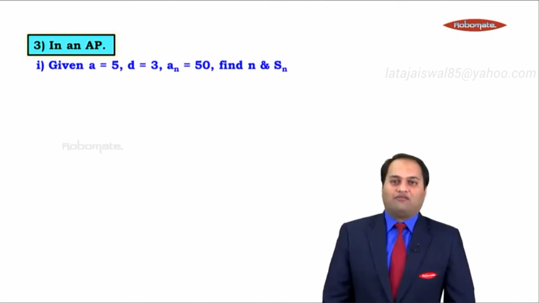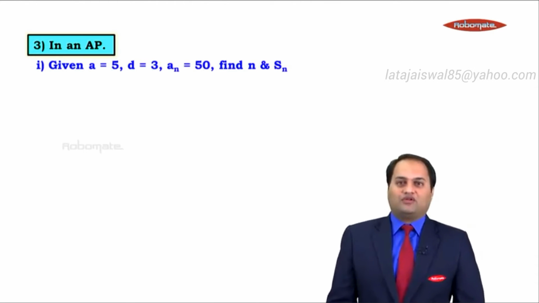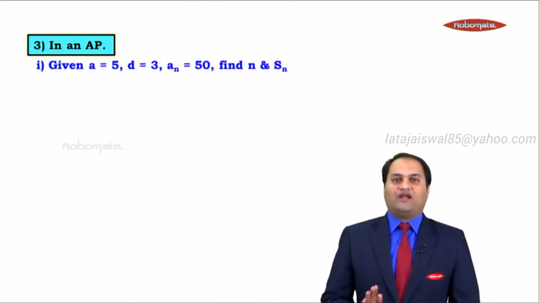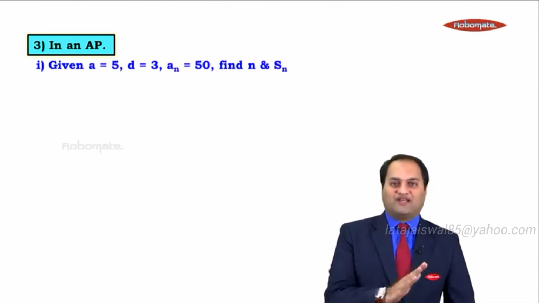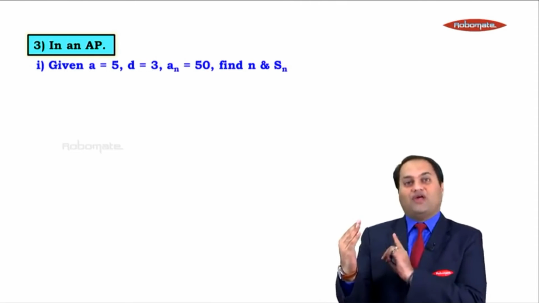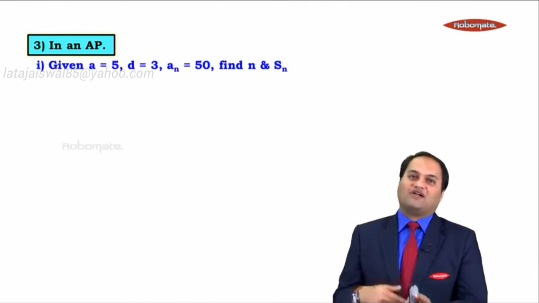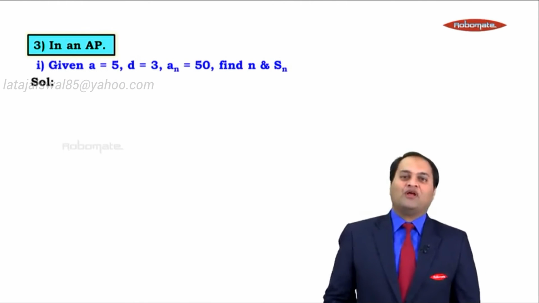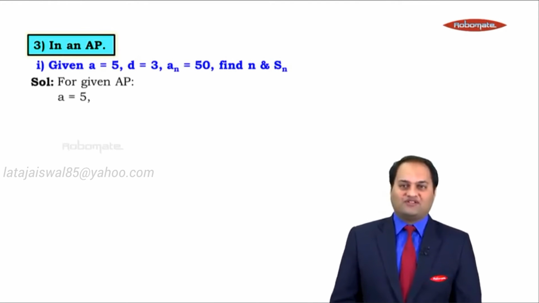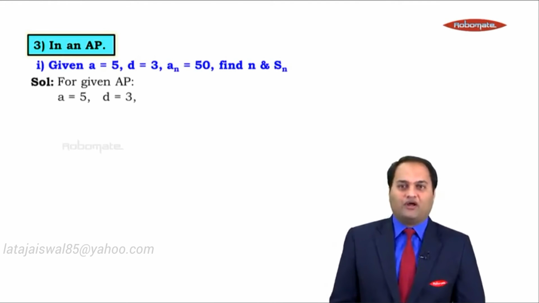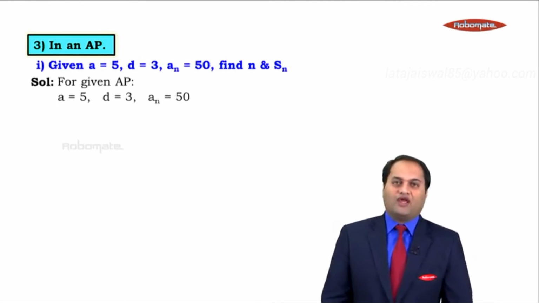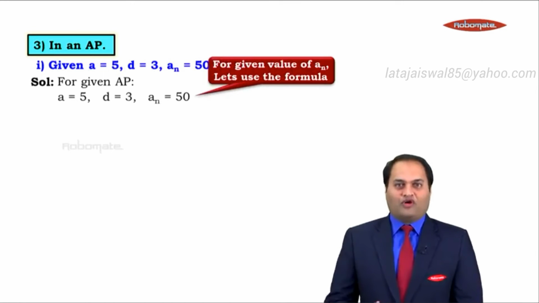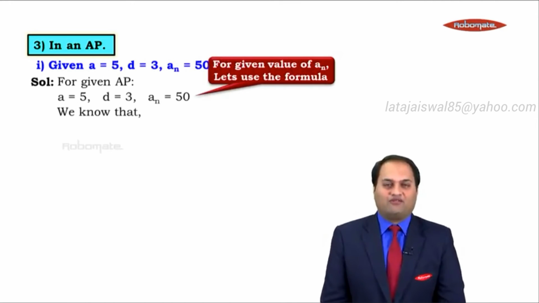The sum is given: A is equal to 5, D is equal to 3 and An is equal to 50. Find N and then find Sn. So again the first part is related to the An concept. The second part is related to the Sn concept, right? So first, because An is given to us, let's use the An formula. A is 5, D is 3, An is equal to 50. For this An, let's use the An formula and get the value of N.